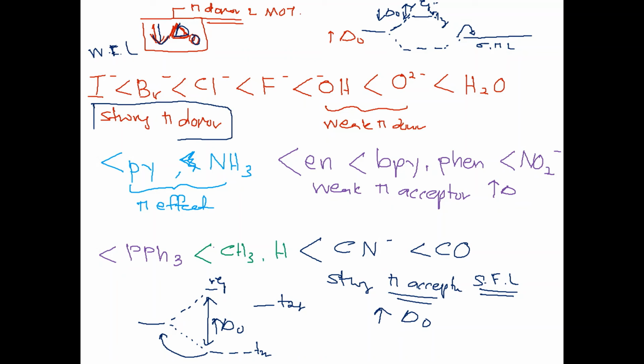Because you have a strong pi donor. So it means that this molecular orbital theory can give a better understanding of your delta O or your spectrochemical series. While for the CH3 and H, they are not strong pi acceptors; they are strong sigma donors. So remember, these don't have any pi characteristic, but they have strong sigma donation.